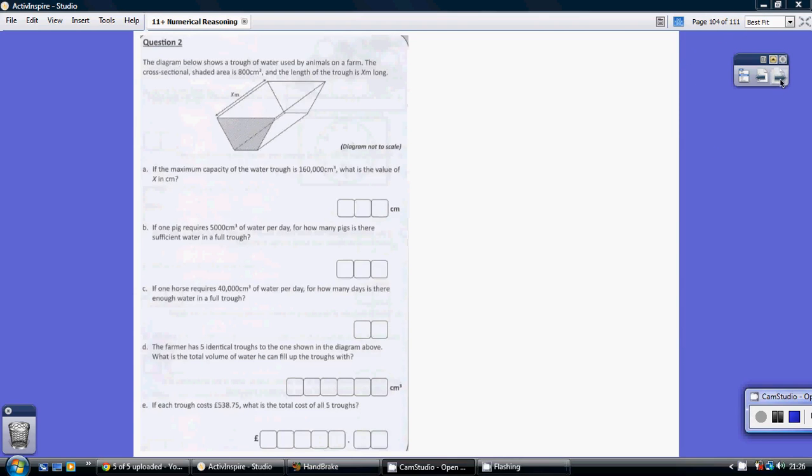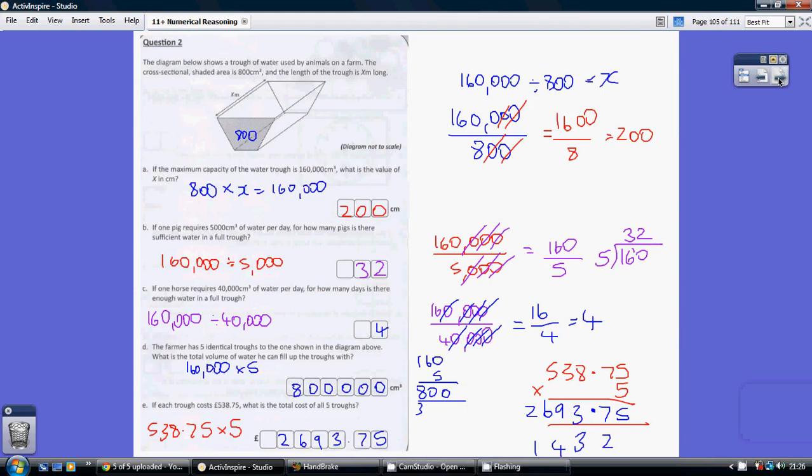Question 10.2. So, if the maximum capacity of the water trough is 160,000, what is the value of x?